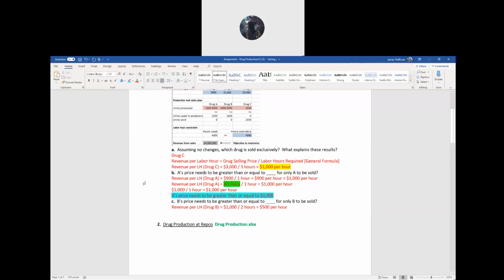And we need to figure out the price that has to go to. You probably know what that is. It has to make them all comparable to $1,000 per hour.